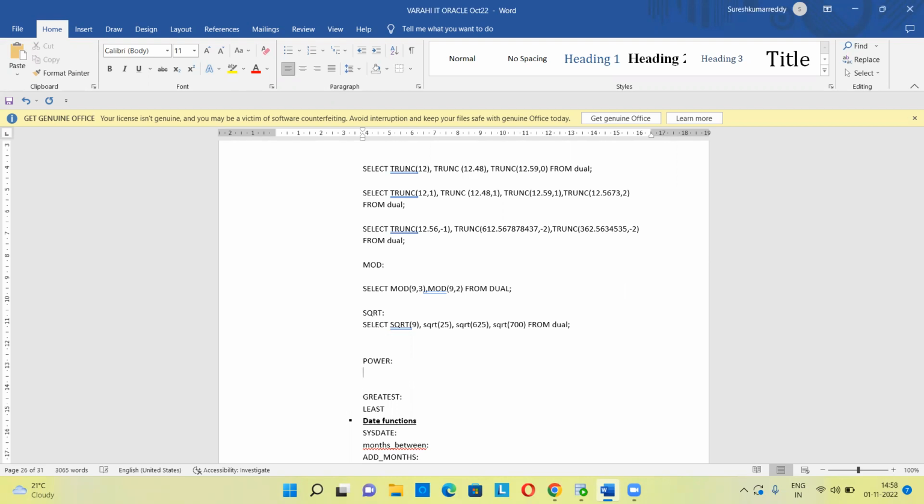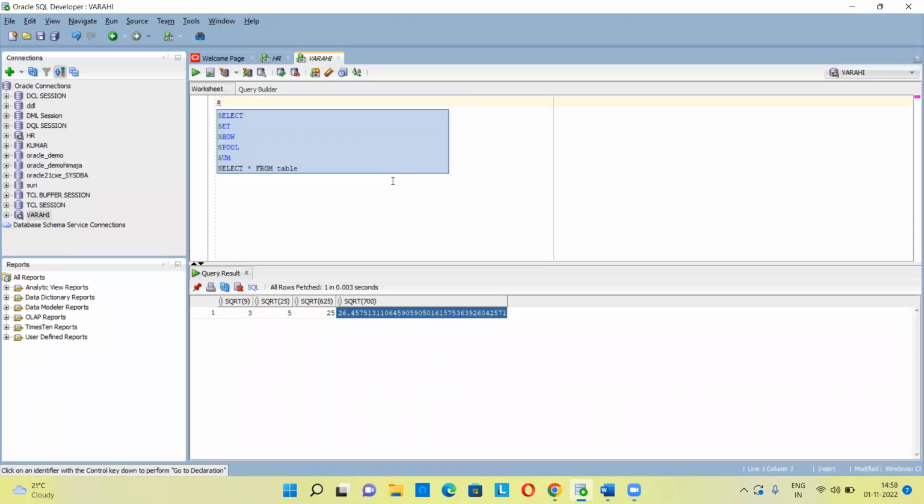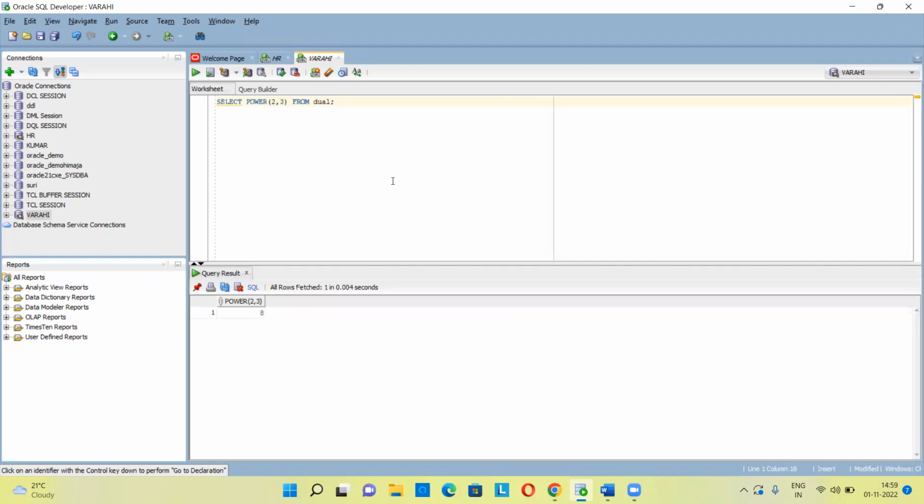Okay, so the next function is power. Select power of. So the same thing I'm just writing 2, 3. It's nothing but 2 to the power of 3. So I'm doing now 2 into 2 into 2 for 3 times. 2 into 2 is 4, 4 into 2 is 8. That's it. Okay, let me do this.